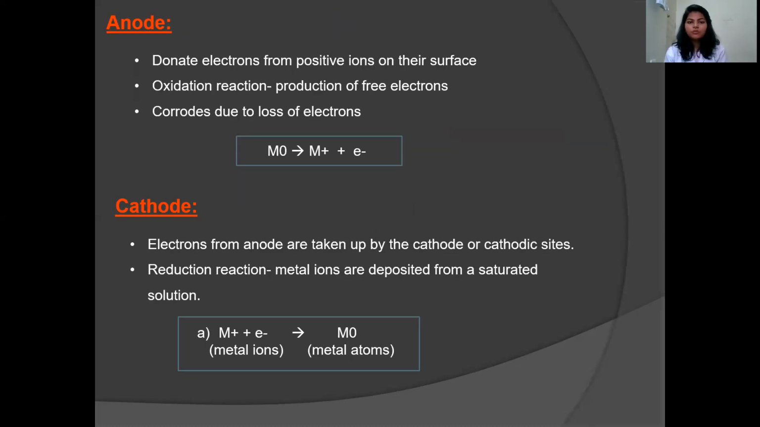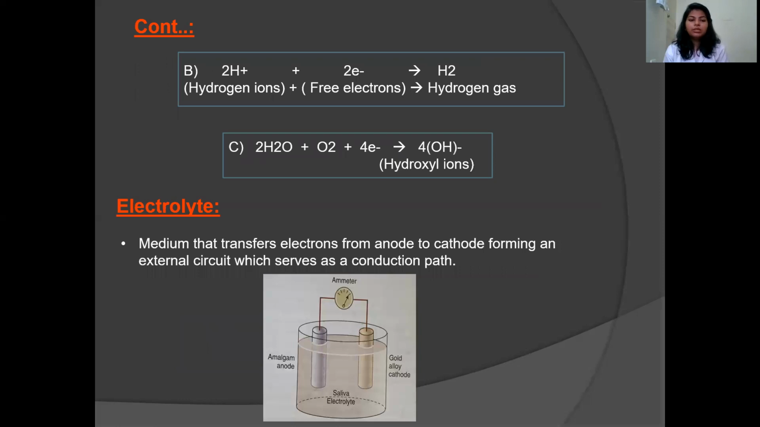The anode donates electrons from positive ions on its surface. Its oxidation reaction leads to production of free electrons, and it corrodes due to loss of electrons. At the cathode, electrons from the anode are taken up by the cathode or cathodic sites. In this reduction reaction, metal ions are deposited from a saturated solution. The electrolyte is a medium that transfers electrons from anode to cathode, forming an external circuit which serves as a conduction path.